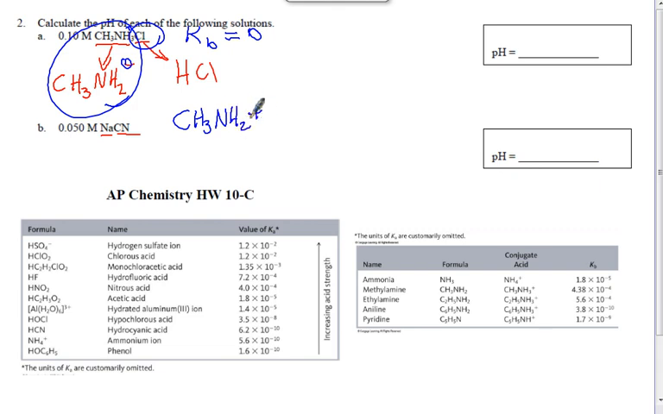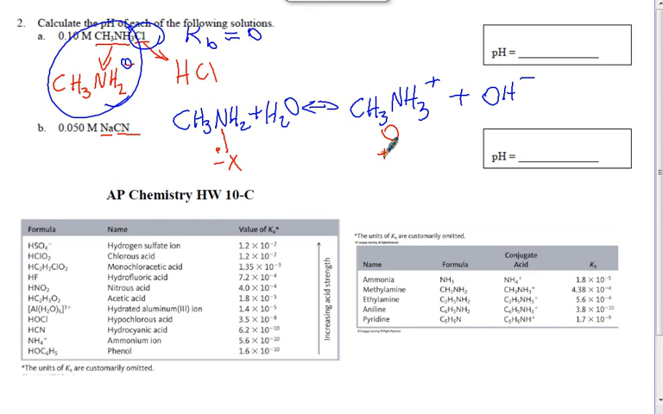CH3NH2 would react with water to produce this methylamine stuff, CH3NH3, plus. Yes. And what else? It's taking a hydrogen. What's the other piece? OH minus. So now that I've gone through this layer of logic to figure out which reaction to work with, now I can set up the problem. 0.1 minus x, 0 plus x, 0 plus x.